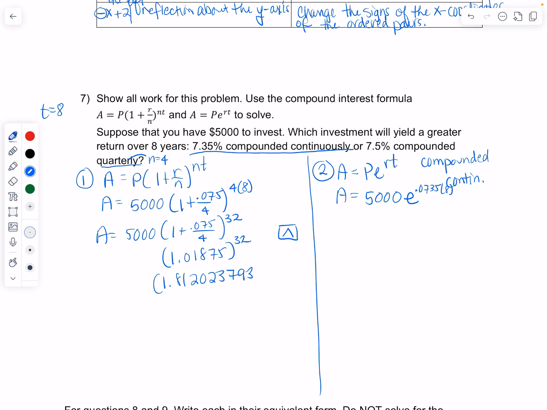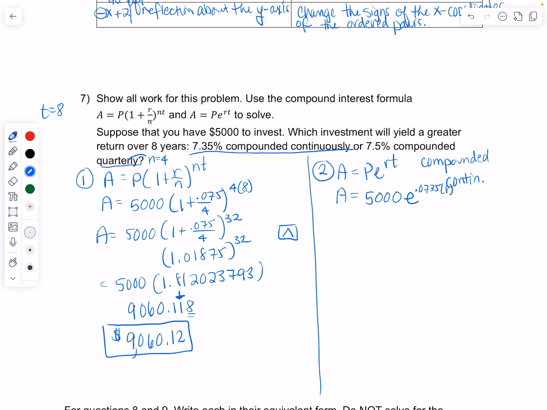1.812023793. And I'm going to multiply that by 5,000. So that value is in my calculator, so all I do is times 5,000. And when I do that, I get 9060.118. Now remember, we're talking about money. That's why I took it out to the thousandths place. So money, we have to round to the hundredths place. The 8 is behind the 1, so I'm going to round it up. So 9060.12. So $9,060.12. That's with compounded quarterly at 7.5%.